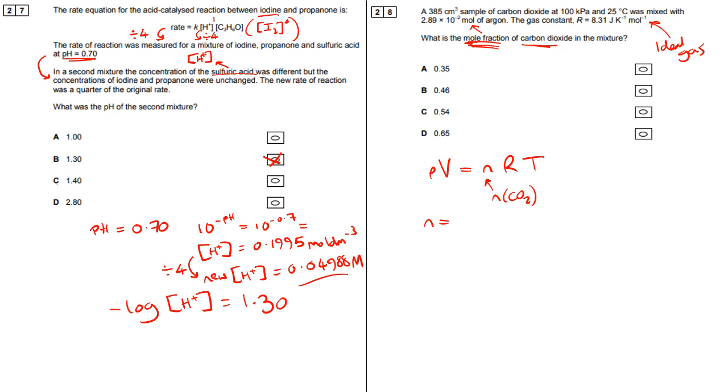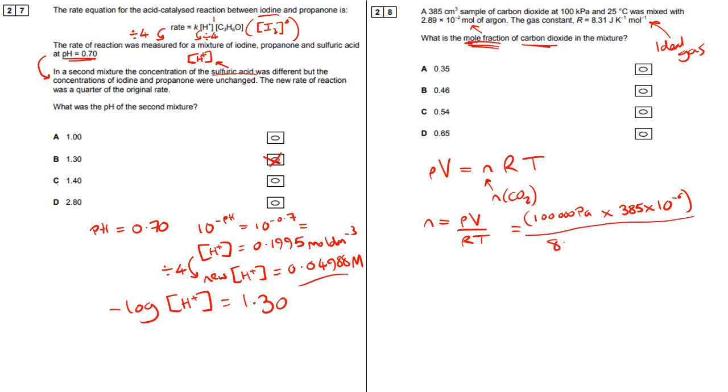Well, you rearrange that equation there. So the moles of CO2 equals pressure times volume over R times T, the gas constant times the temperature. What's the pressure? Read the question, it's 100 kilopascals. Convert to SI units, that's 100,000 pascals. Times the volume of carbon dioxide, that's 385 centimeters cubed, converted to meters cubed, so you divide by a million, or times 10 to the minus 6. So again, make sure your pressure and your volume are converted to SI units.